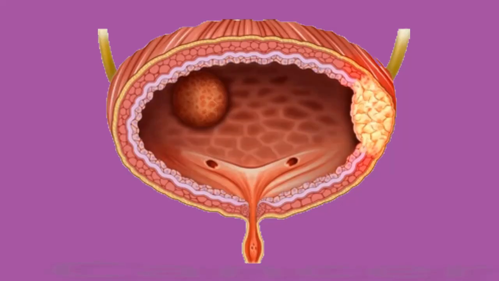Cancer. Painless blood in urine is the most common sign of bladder cancer. It also occurs as a result of renal cell and prostate cancers. Symptoms. The most common symptom of bladder cancer is painless blood in a person's urine. Other symptoms can include inability to empty the bladder completely, discomfort when urinating, high frequency of urinating.